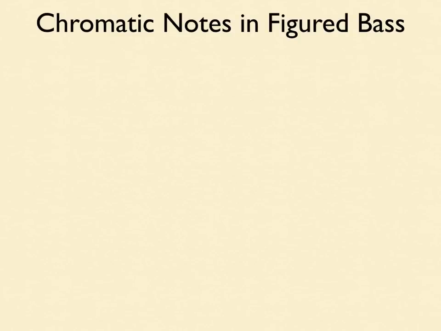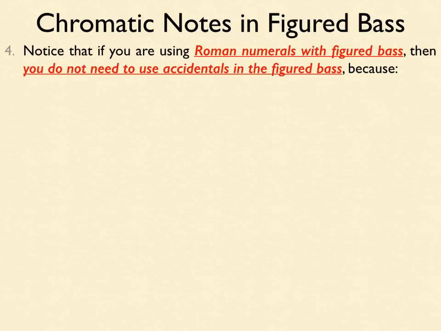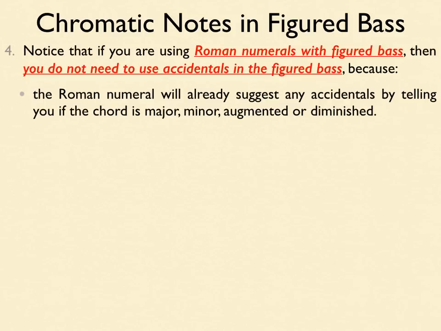So just to finish up, so far I've been showing you the last couple of slides about figured bass without Roman numerals, but notice that if you are going to use Roman numerals with figured bass, which is a far more accurate analysis of the music in my opinion, then you do not need to use accidentals in the figured bass. Okay, so if you're using Roman numerals with figured bass, you do not need to use accidentals, and I'll show you why. The main reason actually is because Roman numerals will already suggest any accidentals by telling you if the chord is major, minor, augmented, or diminished.